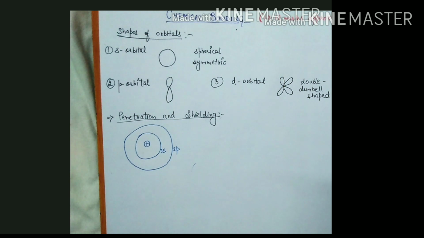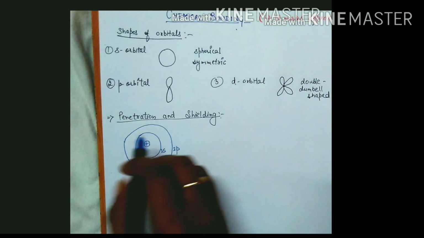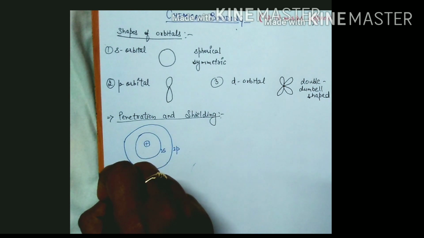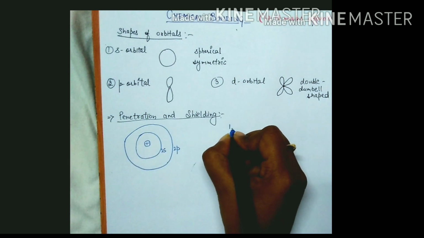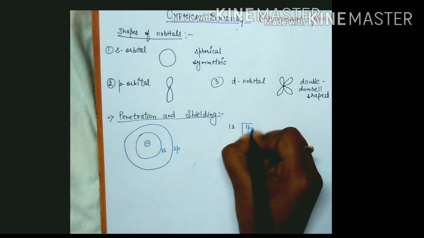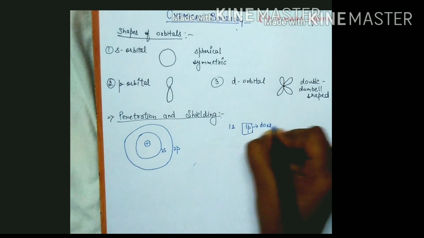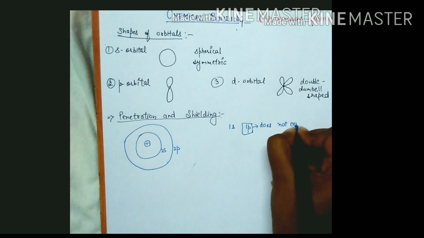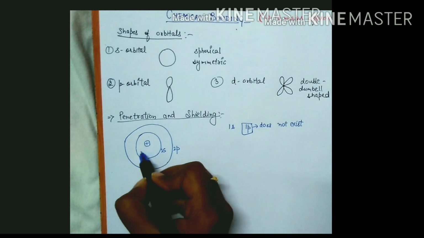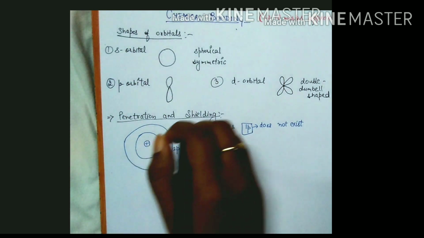So for that, I want to tell you that for penetration, we compare two orbitals. If I want to take 1s orbital, then I'll also have to take 1p orbital, but 1p orbital does not exist. So I'm not showing 1s here. 1s will be somewhat here, right?